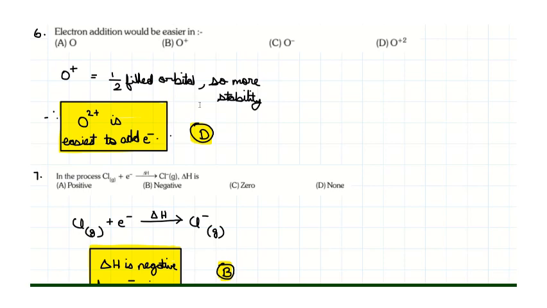But in case of O2 plus, it will be the easiest, because in O minus we have electron density which would repel the electrons, requiring more energy for its addition, whereas in O2 plus it is not the case. We also have the attraction force, that is electrostatic attraction force between the positive charges in the O2 plus ion and the negative charge of electron.